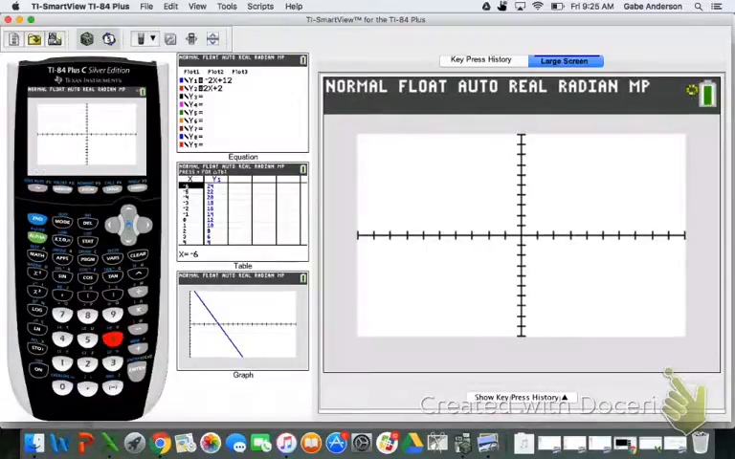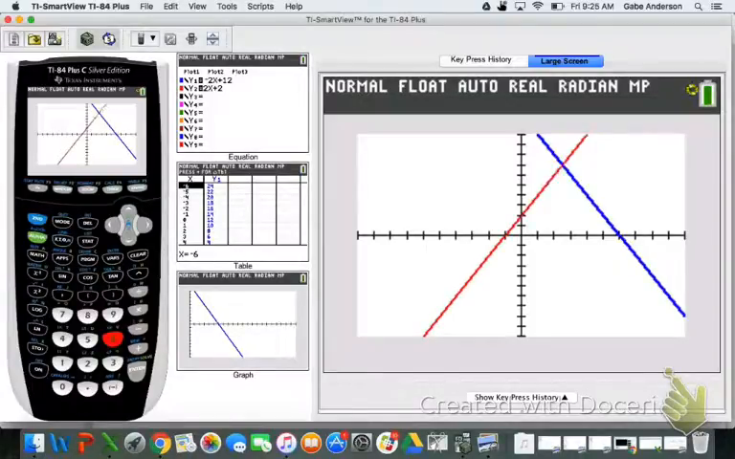So Zoom 6. I have an error. Dimension mismatch. If you have an error, come over here, please. Because your plot 1 is on. Turn your plot 1 off, hit graph, now we're good. If you have an error, walk over here, please. Oh, okay, I got it.